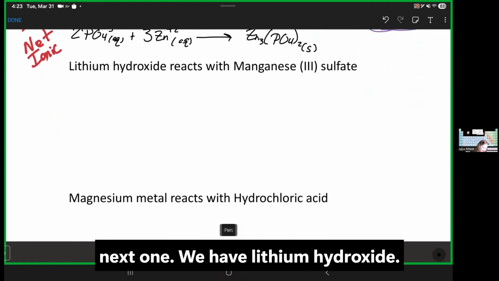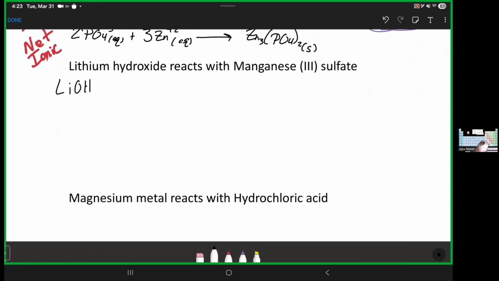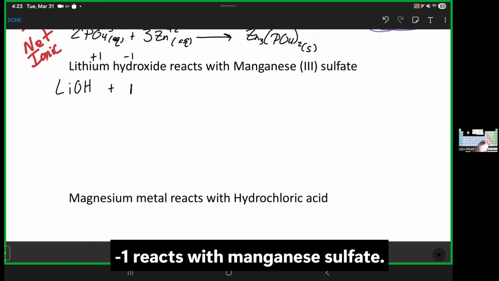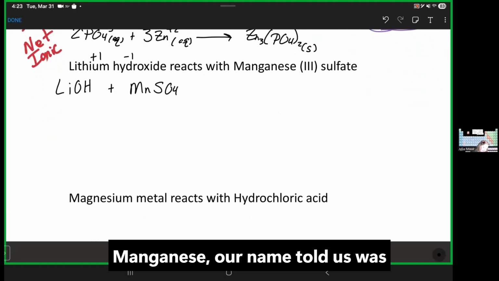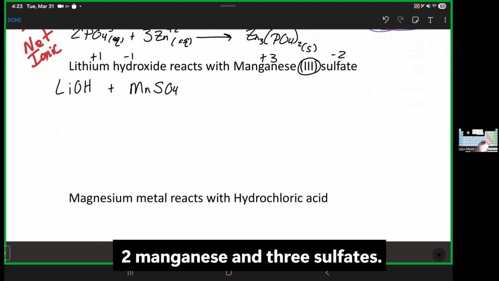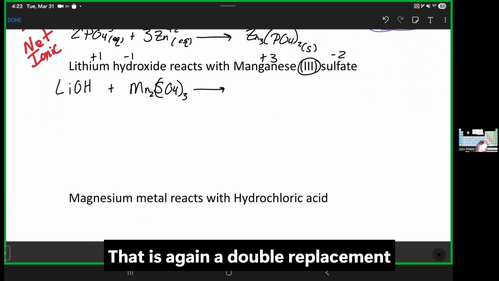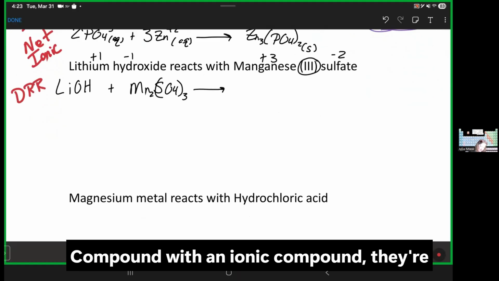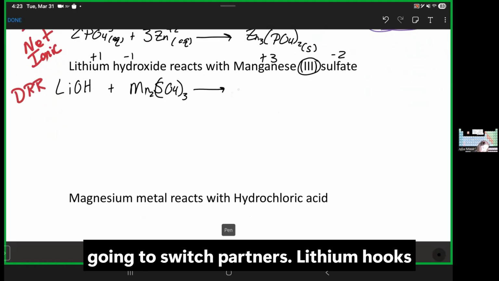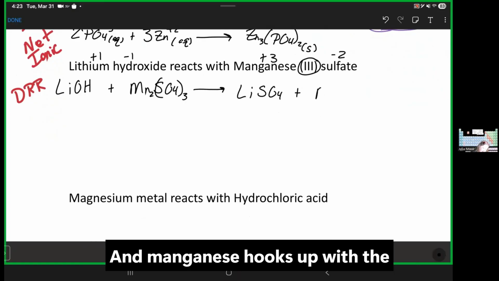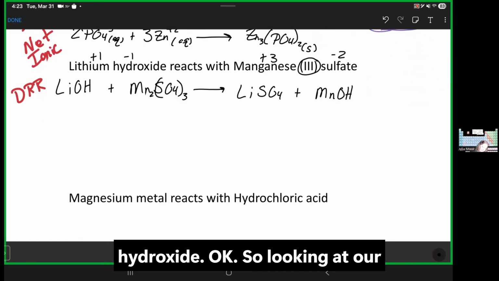We have lithium hydroxide. Lithium's a +1, hydroxide's a -1. It reacts with manganese sulfate. Manganese, our name told us, was a +3, sulfate's a -2. So 2 manganese and 3 sulfates. That is a double replacement reaction because I have an ionic compound with an ionic compound. They're going to switch partners. Lithium hooks up with the sulfate, and manganese hooks up with the hydroxide.